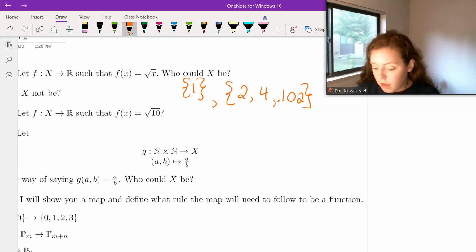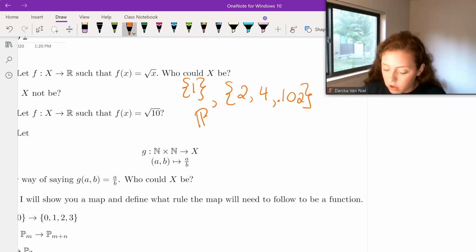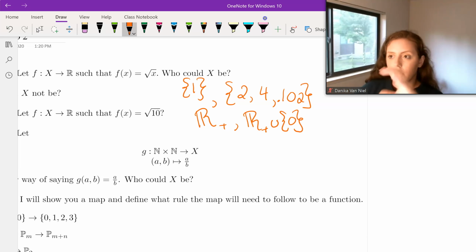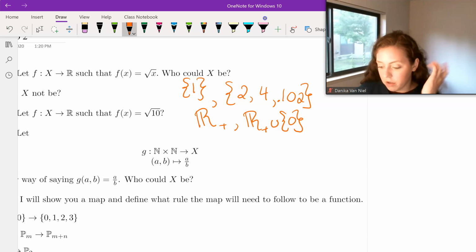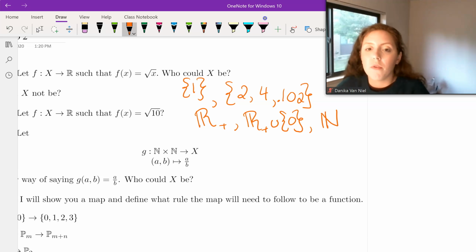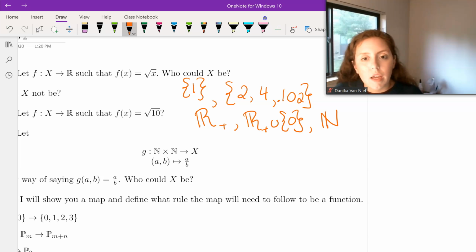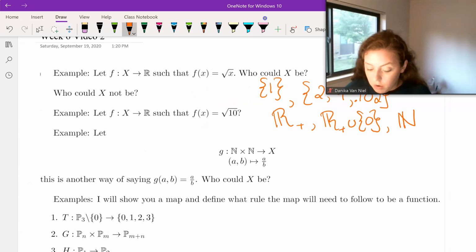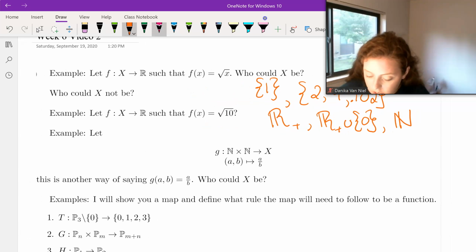So as you can see, you can get funky with it, you can get experimental, so it's not always cut and dry. We could do R plus union 0. So that's like the interval from 0 closed, including 0, to infinity. What else could we do? Natural numbers. So integers we're not going to be able to do. You might know some things about square roots of negatives, but we're going into the reals, so that won't work out for us.